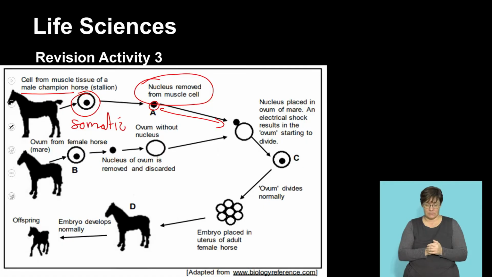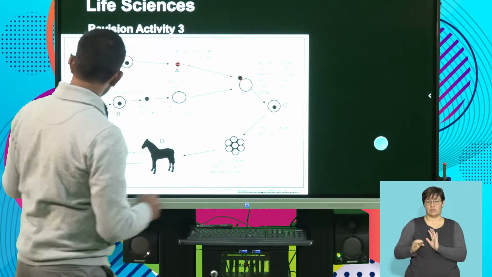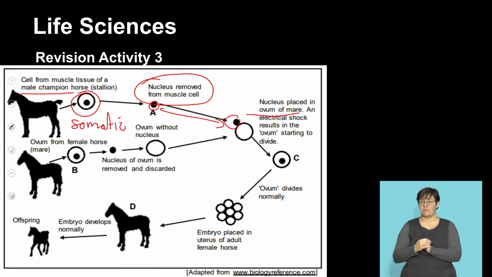So that has been extracted. The nucleus of that has been removed. The nucleus of that is then placed into the ovum of a mare. A mare is obviously a female horse that has donated the egg cell. So the next part of this process shows you the ovum of a female horse has been extracted.